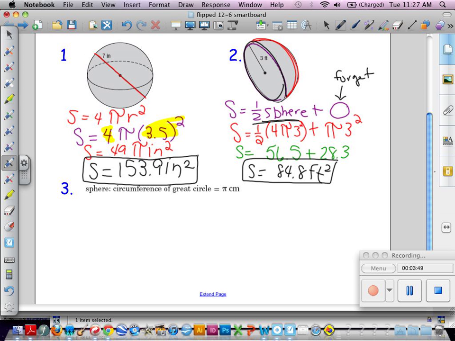Let's take a look at example number 3. It says you have a sphere and you have a circumference of a great circle, which is pi centimeters. A great circle is the largest circle in a sphere, and I don't have a diagram at all, so let's just look at the above picture for a minute. Your biggest circle in your sphere is called the great circle.